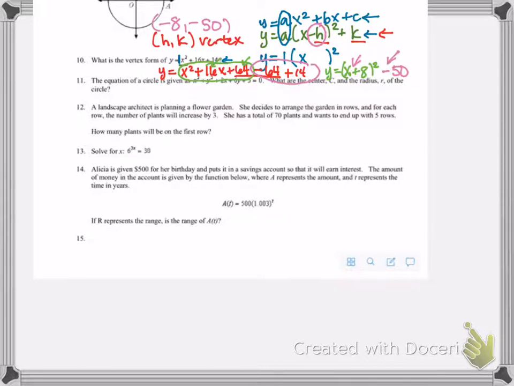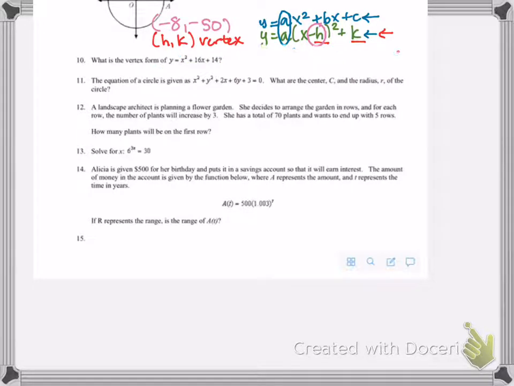Now for the second equation, I'm going to need to delete some of this that I've already done. So pause the video if you need to rewrite it. In the next problem, we have the equation of a circle that's given. And it asks us what are the center and the radius of the circle.